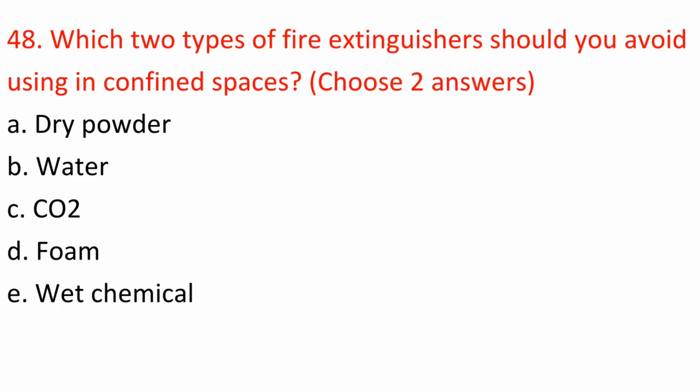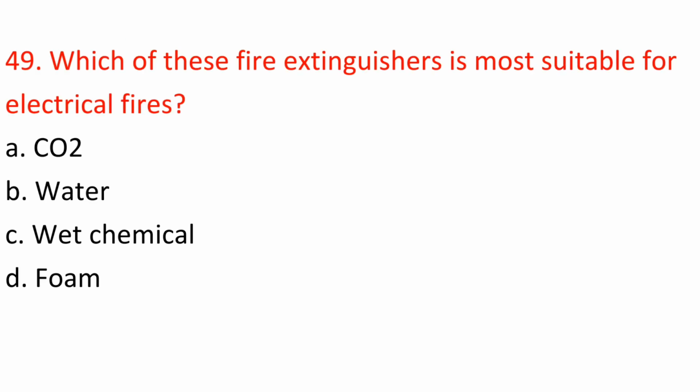Question 48. Which two types of fire extinguishers should you avoid using in confined spaces? Choose two answers. A. Dry powder. B. Water. C. CO2. D. Foam. E. Wet chemical. Answer. A. Dry powder.